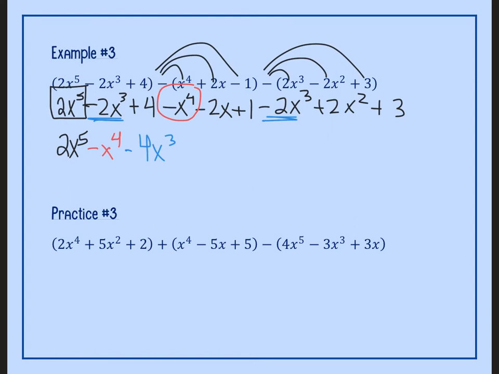Next, I'm going to go for my x squared. Again, highest exponent to lowest exponent. X squared, I only see a positive 2x squared. Okay. After x squared, I'm going to look for x's, and I just see a negative 2x. And last but not least, I am going to do my constants, okay? I have positive 4 plus 1, that's 5, plus 3, that becomes a plus 8.